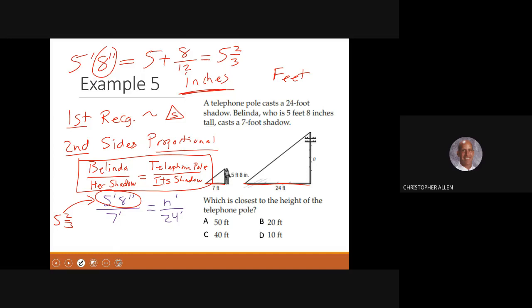And now I've got it set up. I'm going to ask you now, would you please determine the answer? Would you go ahead and cross multiply? Now remember, don't put this 5 and 8. You have to put this 5 and 2/3. Please feel free to use a calculator as well. In fact, I'm going to do the same.